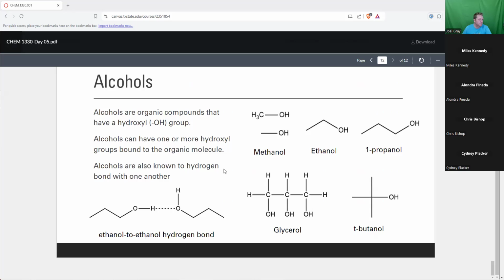Now we're on to alcohols. Okay, so can you name an alcohol? If you look at the bottom left, you've got ethanol to ethanol hydrogen bonding. I'm going to label A and B. Which one of these, add to the chat, A or B, is the hydrogen bond donor? Is it A or is it B? Add it to the chat. And this is totally a test question. Which one is the donor?